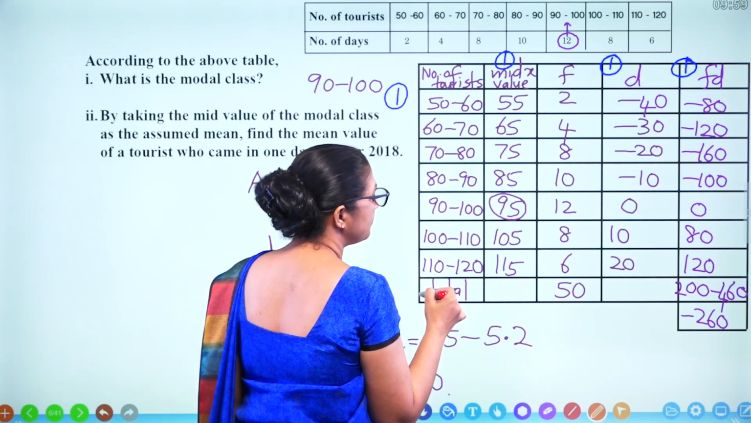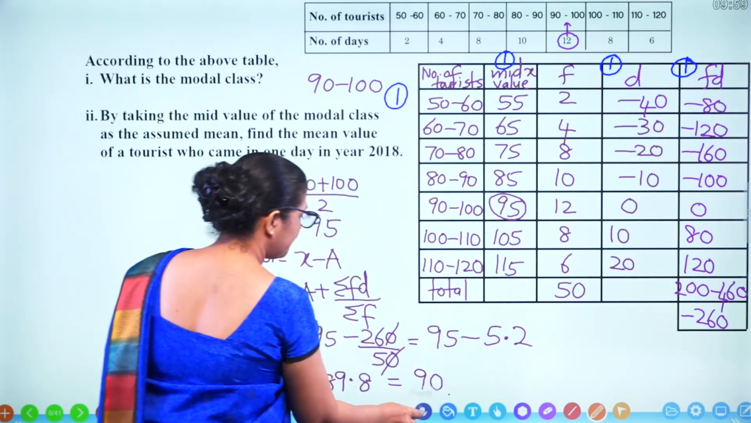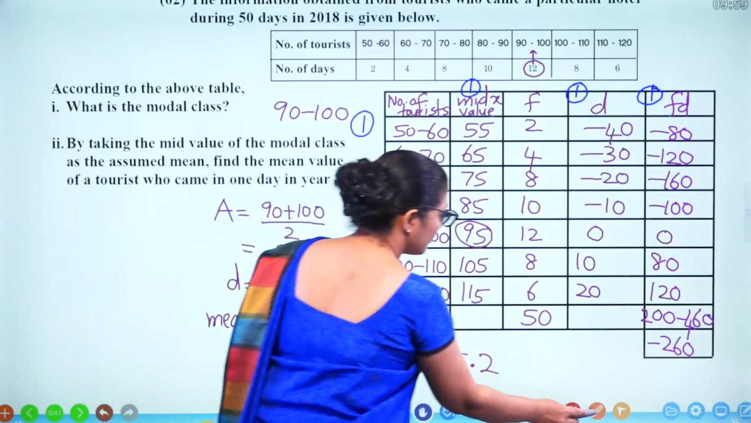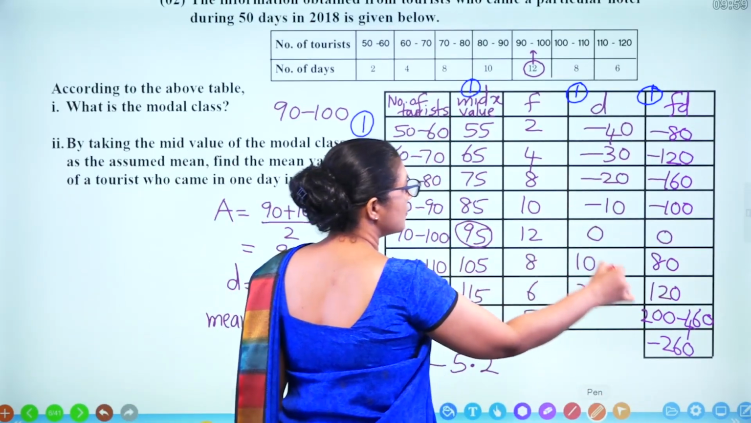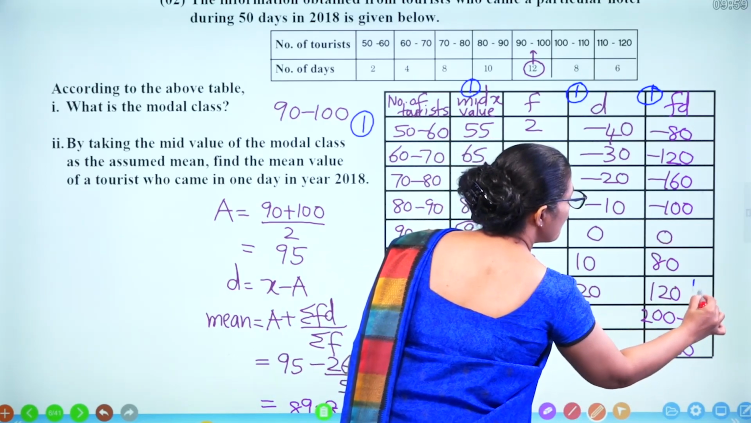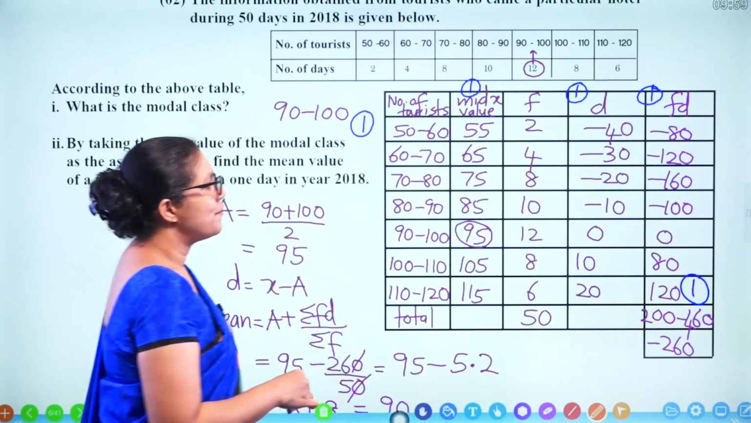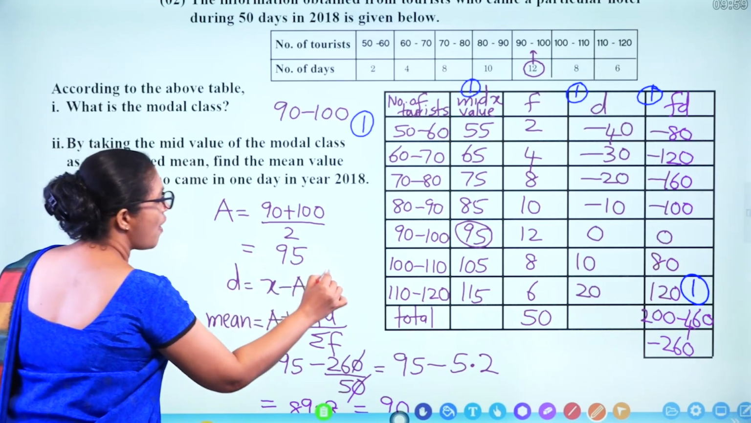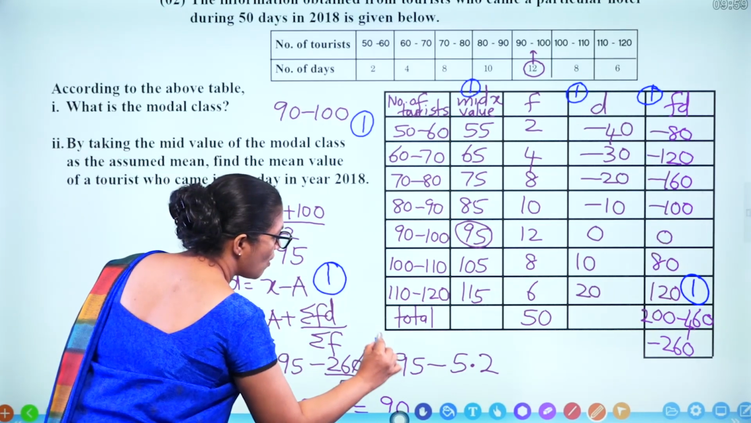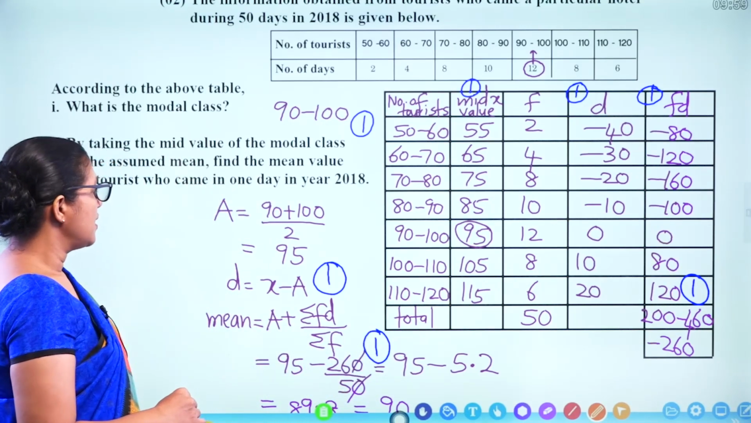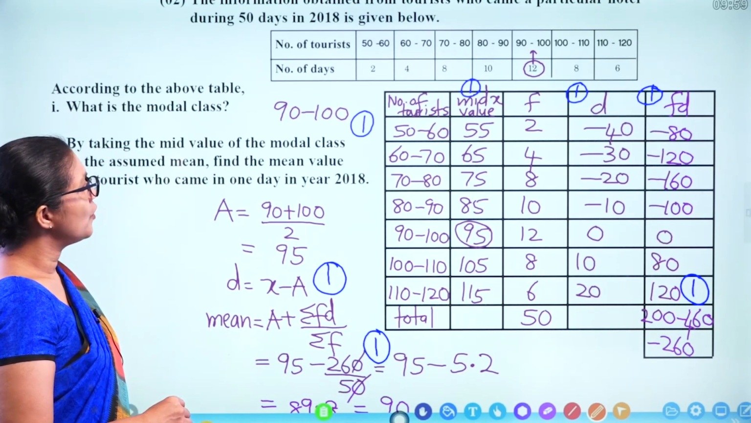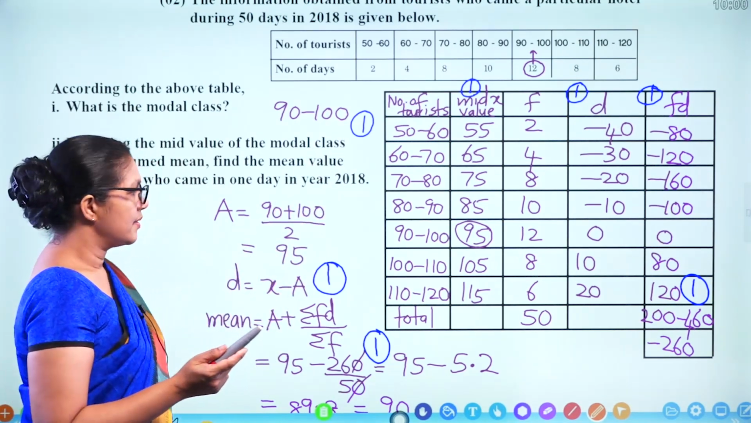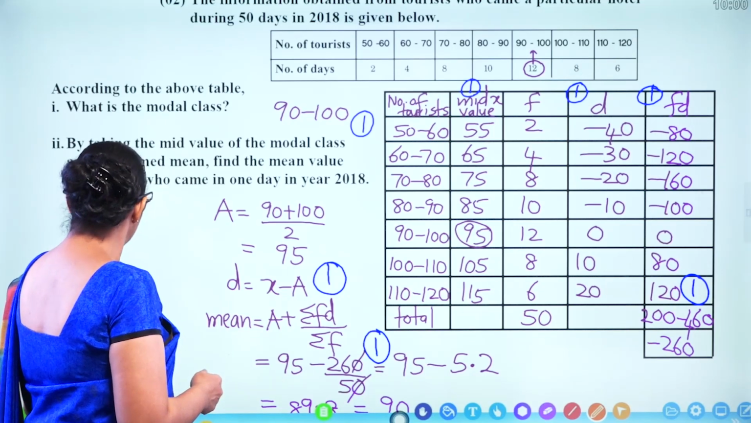Then you get the sum of FD 1 mark. 1, 2, 3, 4, 5, and the process everything 6 marks. 1, 2, 3, 4, 5, 6, and this one 7. Now we'll do the next one.